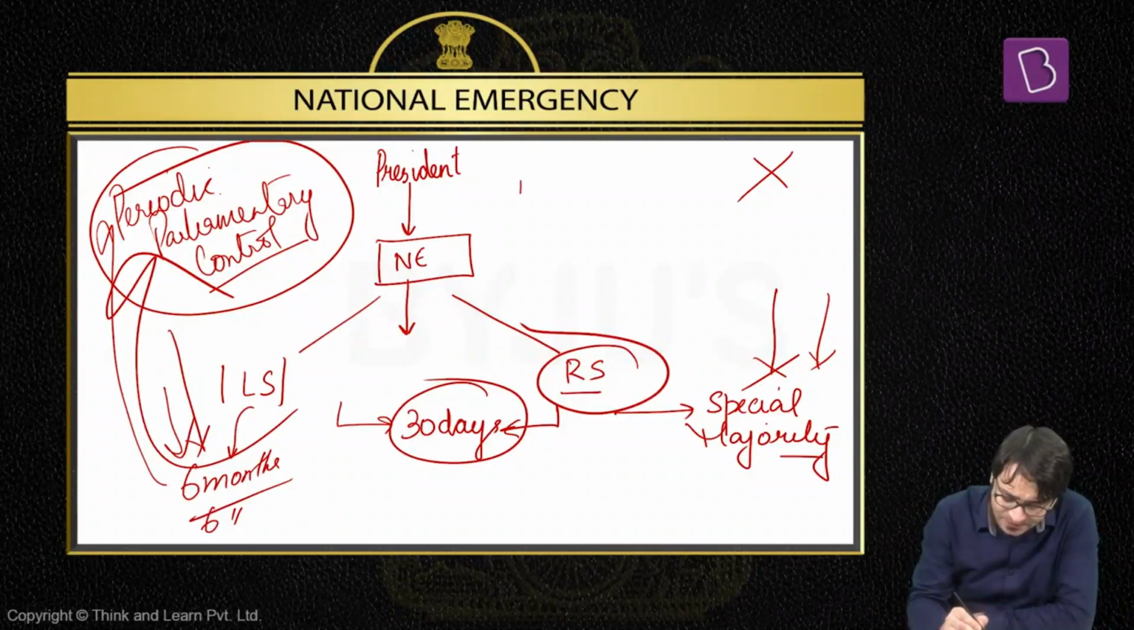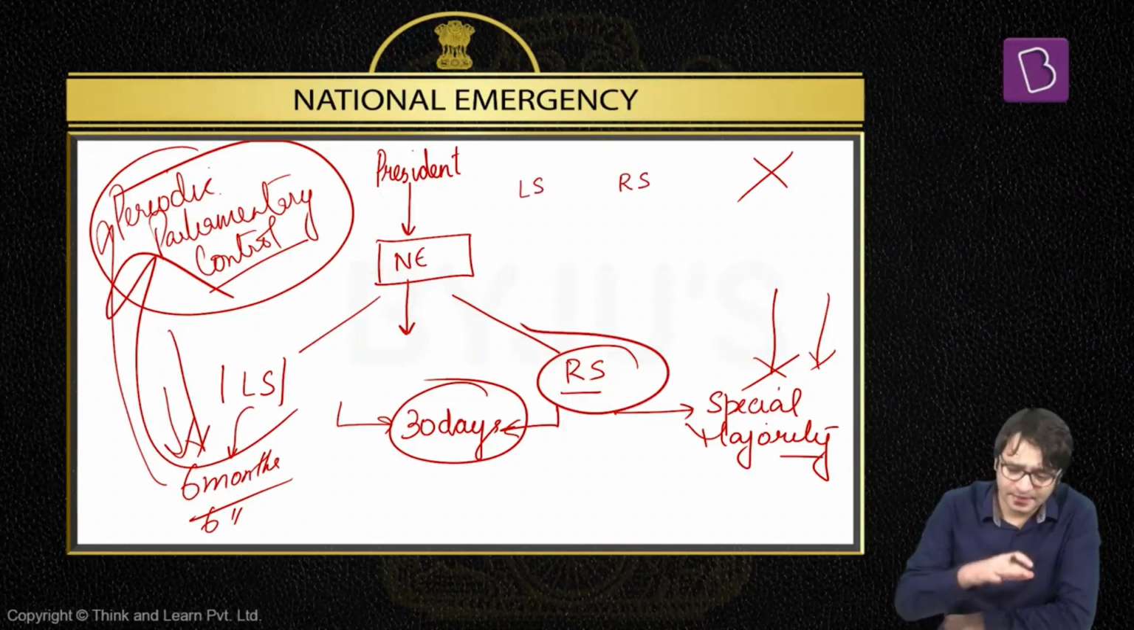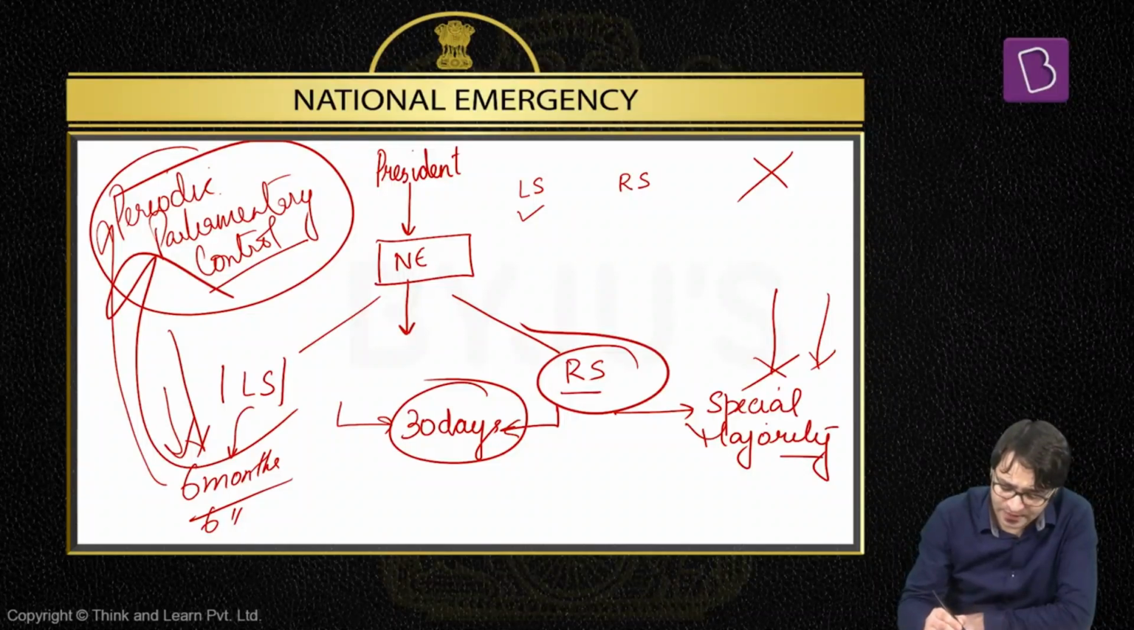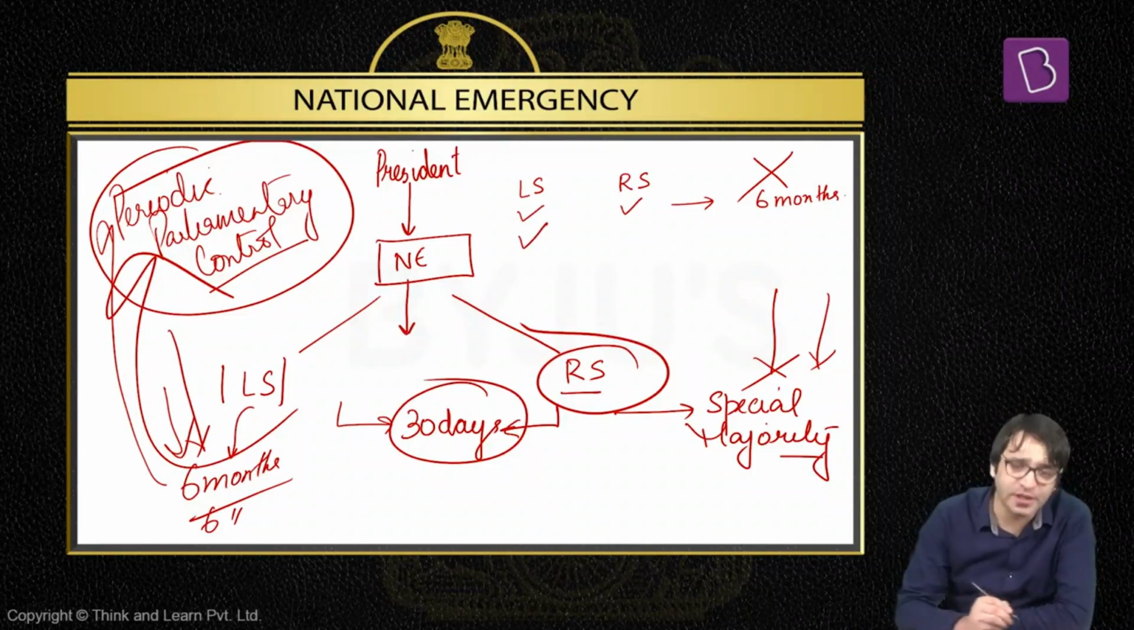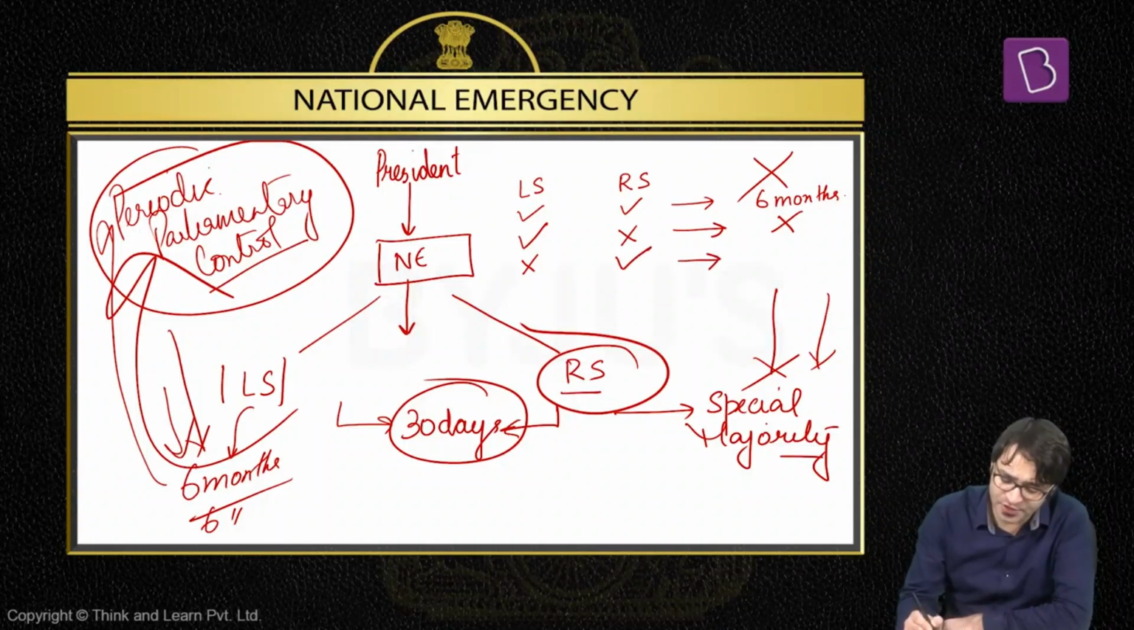Which means, let's say for example, this is Lok Sabha, this is Rajya Sabha. National emergency is proclaimed today by the president. Within 30 days, Lok Sabha also passes a resolution by special majority. Rajya Sabha also passes a resolution by special majority. National emergency continues for 6 months. Clear? Now let's say for example, Lok Sabha approves it. Rajya Sabha does not approve it by special majority. National emergency stands revoked. Lok Sabha is not approving it, but Rajya Sabha has approved it. National emergency cannot continue, it is revoked.